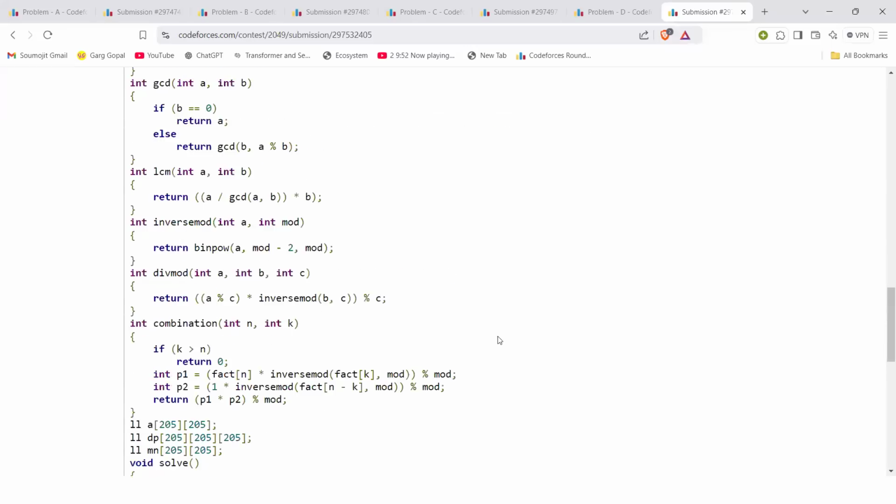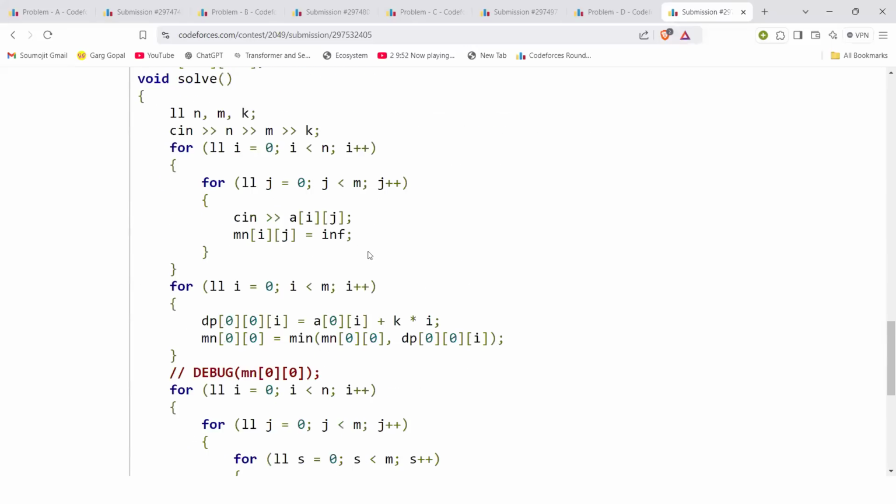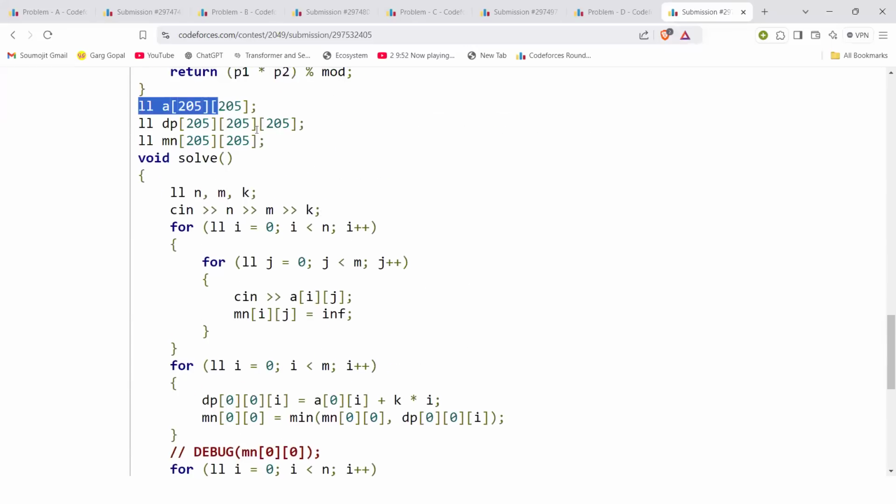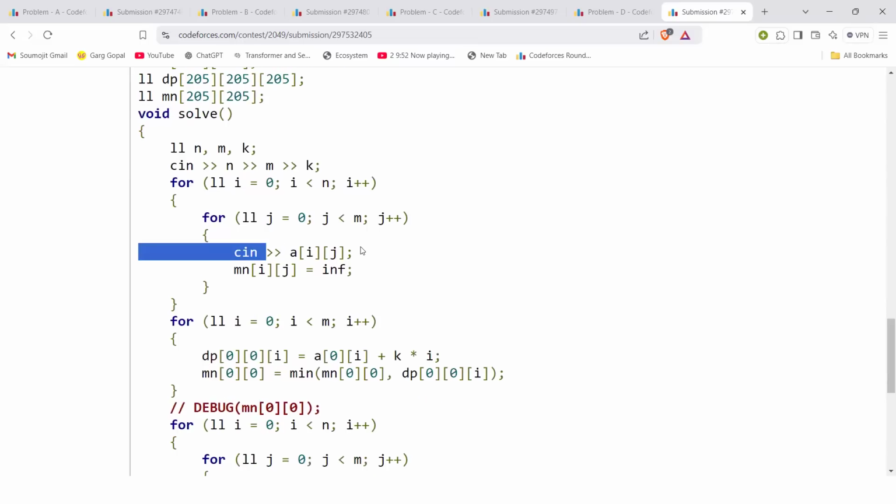So here is the code for the problem. Let us have a look into this. Here I have created three arrays: A, DP, and MN. All of them signify whatever I have explained in the solution. A denotes the grid. DP denotes the 3D DP table where we will store the dp i j s values. And mn i j is basically the minimum of dp i j s over all values of s. So first I've taken the input, the values of N, M, and K. Then I've taken the grid a i j and initialized the value of mn i j with infinity.